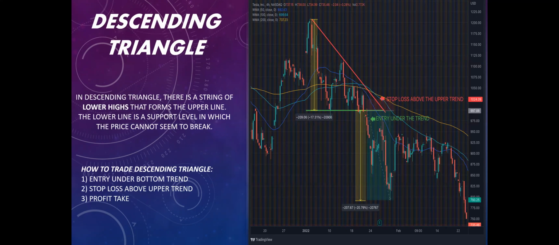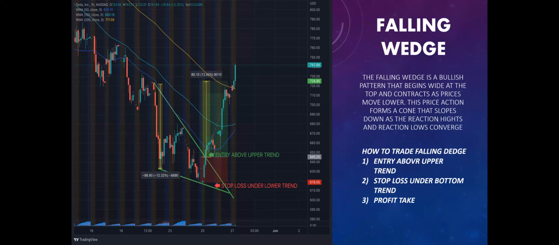All right, so bull flag and bear flag, descending triangle and ascending triangle, both are continuation patterns. Now we're going to talk a little bit about the reversal patterns. Anyone has any question about continuation patterns before we move on?